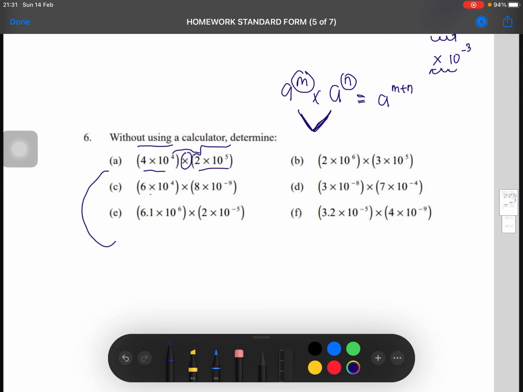Okay, so how to answer A? You solve it and you must leave your answer in standard form. Okay, we recap first the answer in standard form. How?